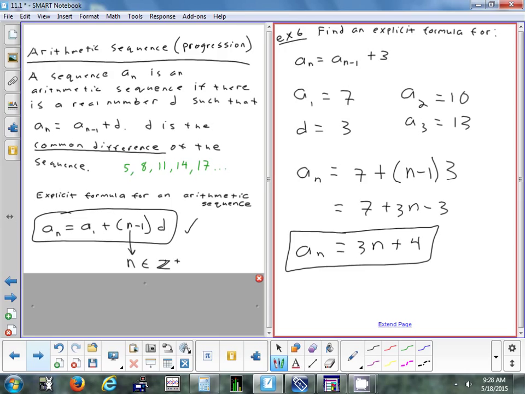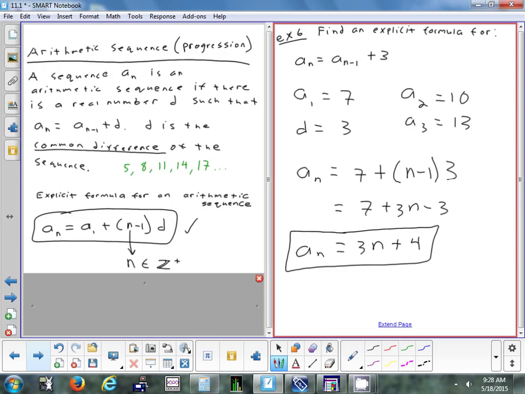Let's check it. Okay, if you want the second term, 3 times 2 is 6 plus 4. Yep, gives me 10. Third term, 3 times 3 is 9, 9 plus 4, 13. Yep, seems to work. Notice I said it seems to work. We didn't prove it worked.